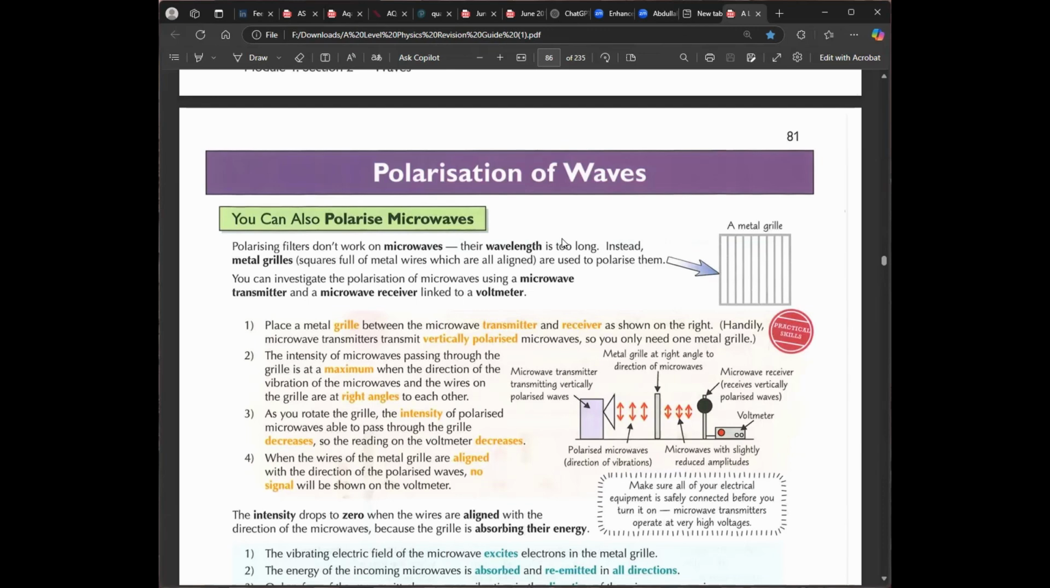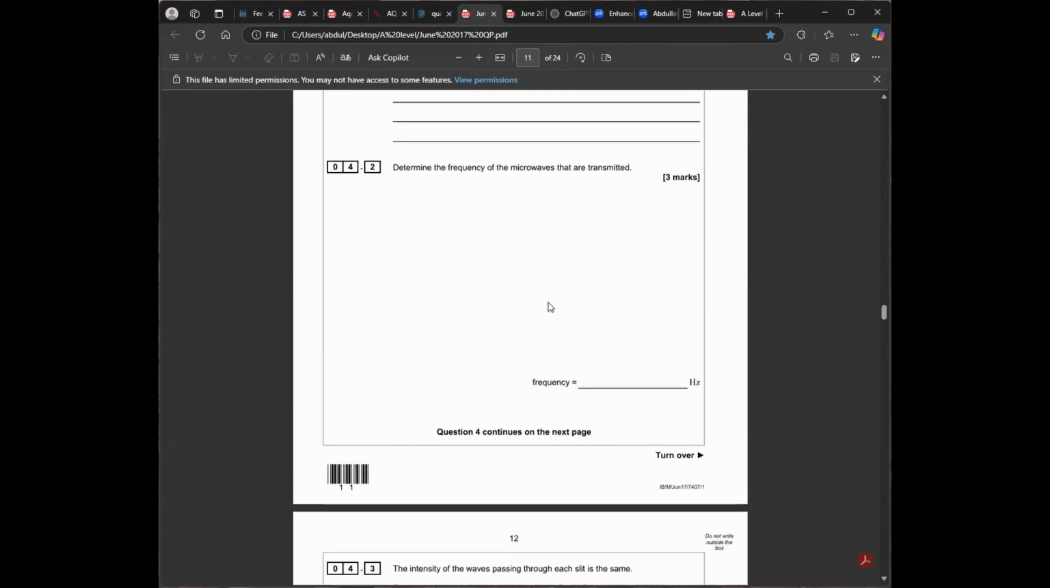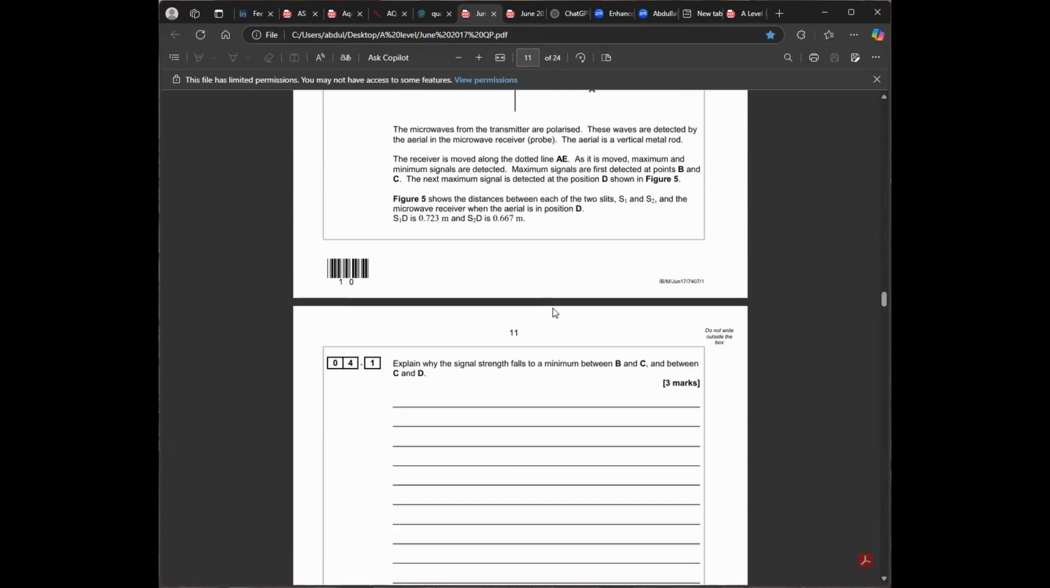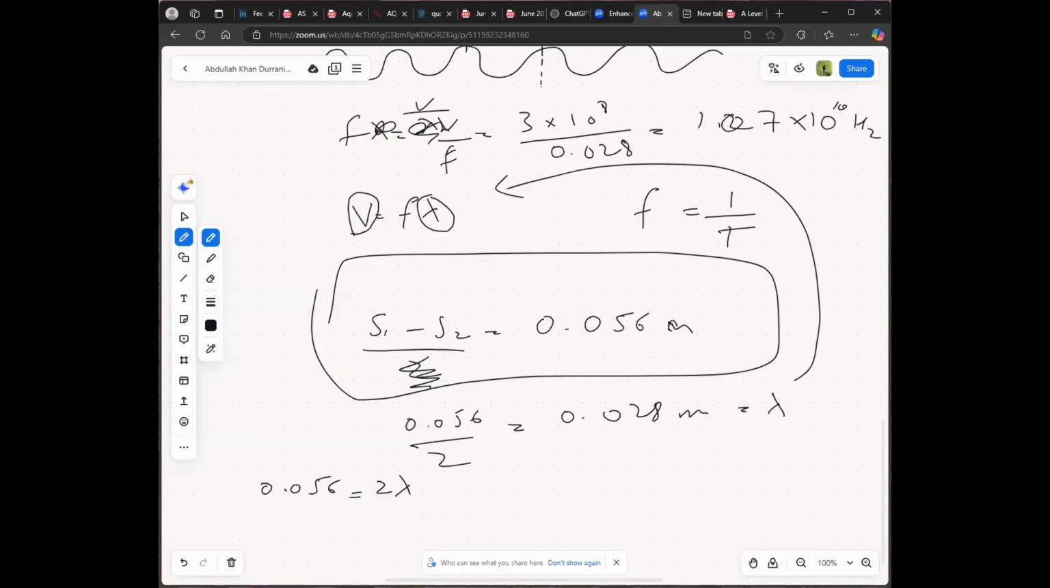Can you go over that question again? The one about finding the frequency, 4.1. Oh, yeah, sure. 4.2, yeah. So, determine the frequency of the microwaves that are transmitted. How I do any question is I just want to know how I can reach the frequency. I think even if the question is hard, it becomes a bit easier if you do it that way.